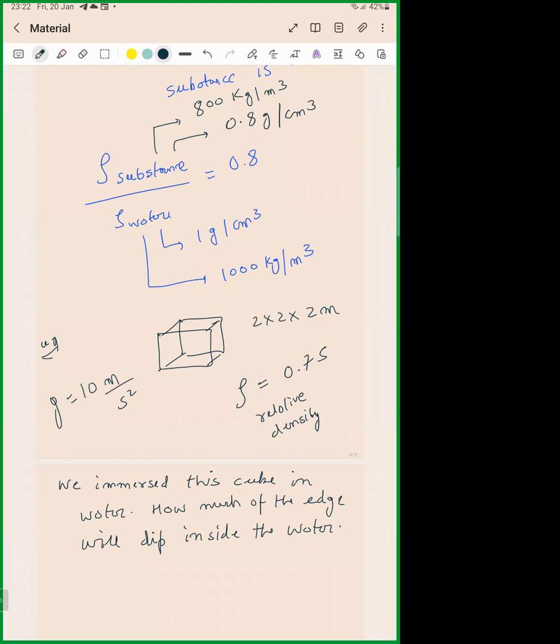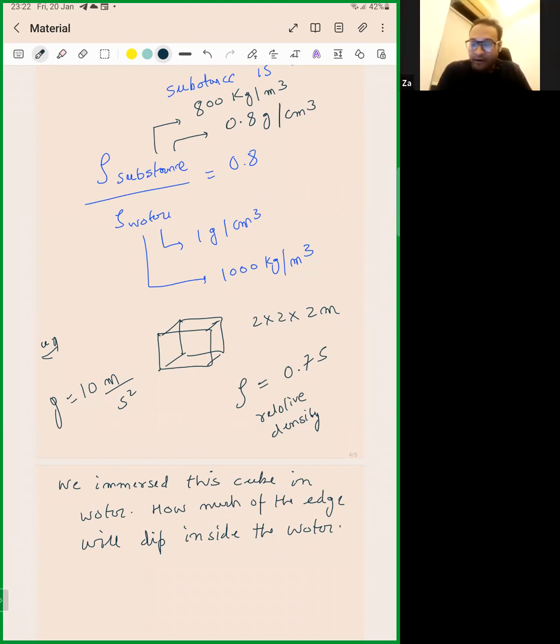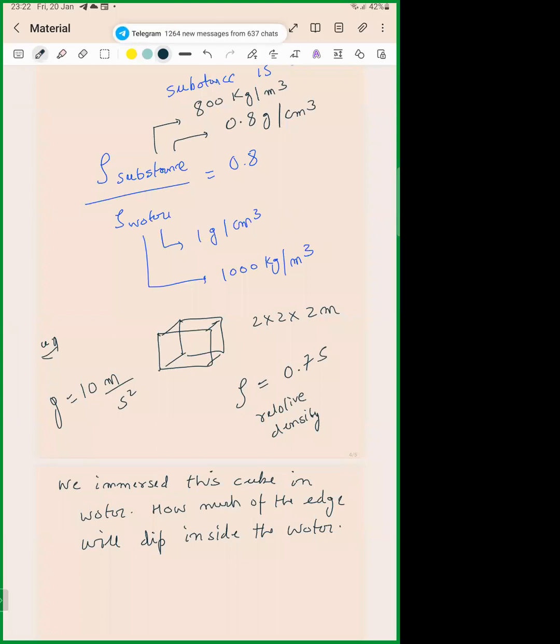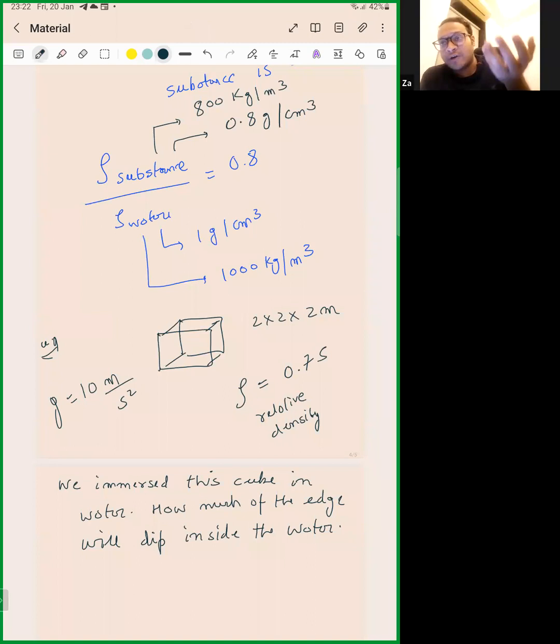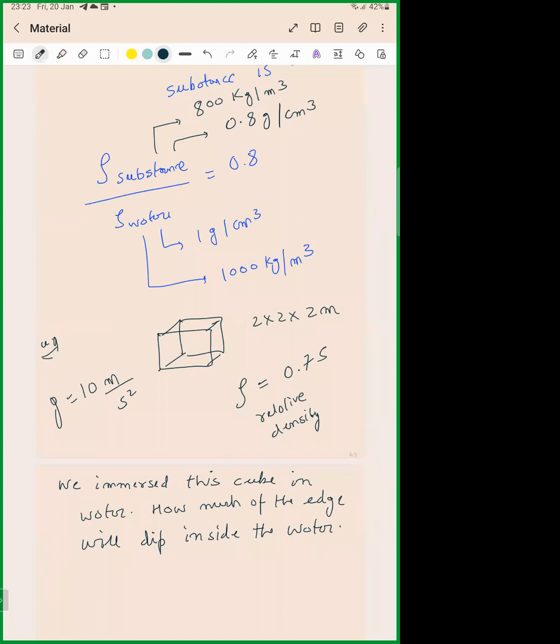So the cube is going to sink. It will sink? No way, it can't. It has a density lesser than that of the water. Something which is lighter than water should float, but with some of its parts dipped inside, right? Okay, let's do this again.